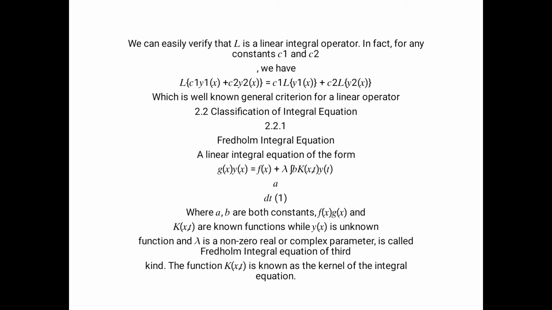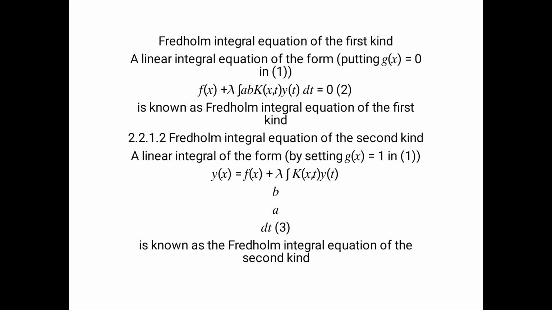f(x), g(x) and k(x,t) are known functions, while y(x) is an unknown function and lambda is a non-zero real or complex parameter. This is called a Fredholm integral equation of the third kind. The function k(x,t) is known as the kernel of the integral equation.